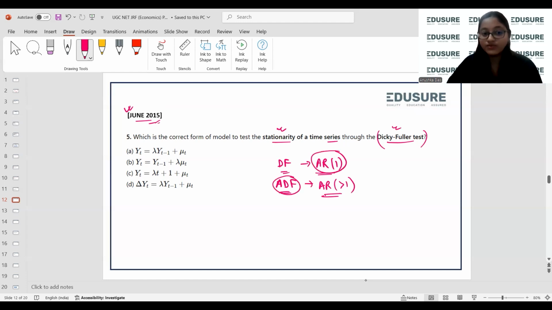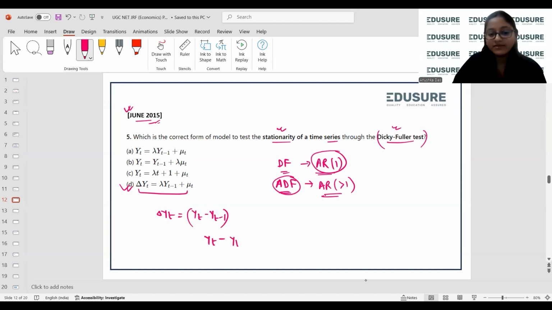And this question is from 2015, where they have asked you about the Dickey-Fuller test. There you will have to use the autoregressive process of order 1. Now check which one is the autoregressive process of order 1. Simply option number D. See this, where delta yt means the first difference, yt minus yt minus 1, is equal to lambda yt minus 1 plus u. This is the autoregressive process of order 1.